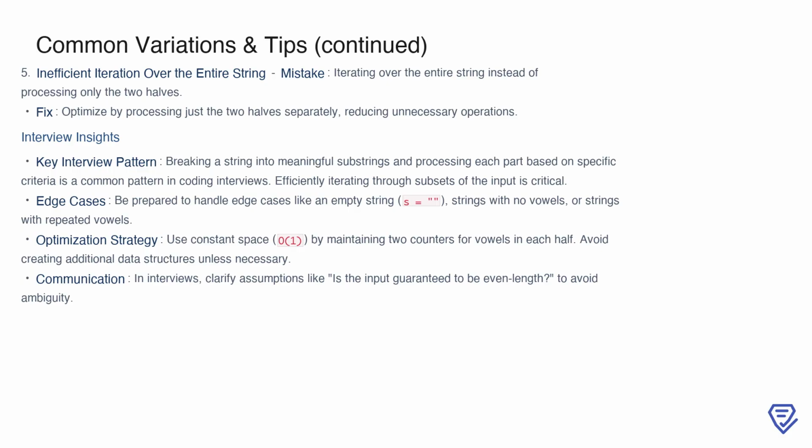In interviews, breaking a string into meaningful substrings and processing each part based on specific criteria is a key pattern to master. Interviewers often want to see how efficiently you can iterate through subsets of the input. Be mindful of edge cases, such as an empty string, strings with no vowels, or strings where vowels are repeated. For optimization, aim to use constant space by maintaining 2 counters for the vowels in each half, avoiding extra data structures unless absolutely required. Lastly, communication is critical. Always clarify assumptions with your interviewer, like whether the input is guaranteed to have an even length. This can save you from unnecessary confusion during the implementation phase.